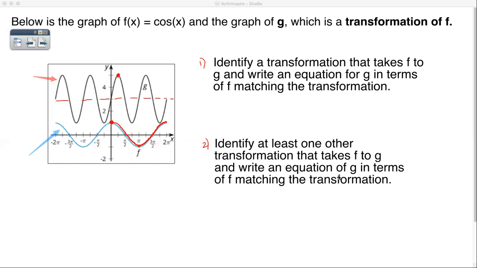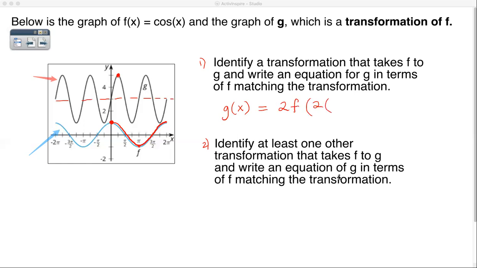So there's a stretch that's happening vertically by a factor of 2. And I also notice what we mentioned before, that it's being translated up by 3. So how do we write this? Well, one way to do it is as follows. g of x is equal to 2f. That 2 is indicating that vertical stretch by a factor of 2.